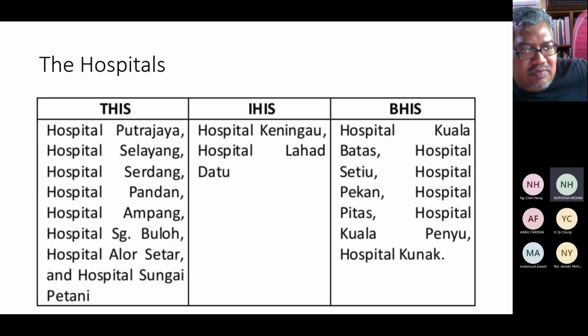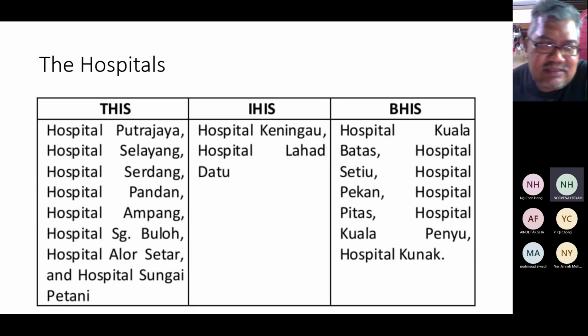So for the total hospital information system, we have Putrajaya. Of course, the flagship is Putrajaya. We have Serdang, Pandan, Ampang, Sungai Buloh, and the other two new hospitals, like Hospital Alor Setar, which shifted from the old hospital to a new one. Then they have Hospital Sungai Petani, which is also a new hospital. So those are the hospitals that are implementing THIS, IHIS, and PHIS.